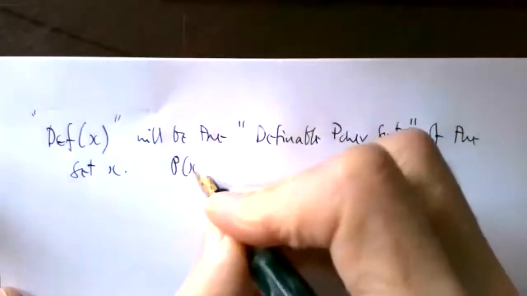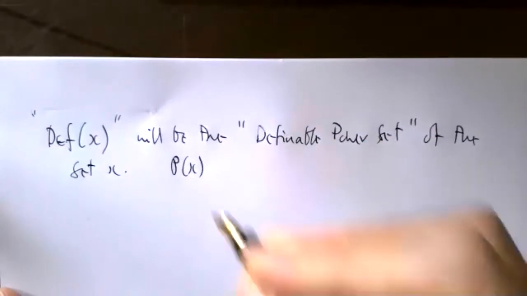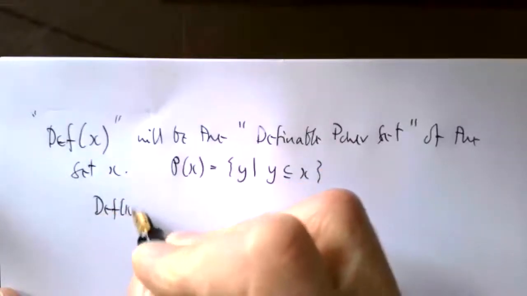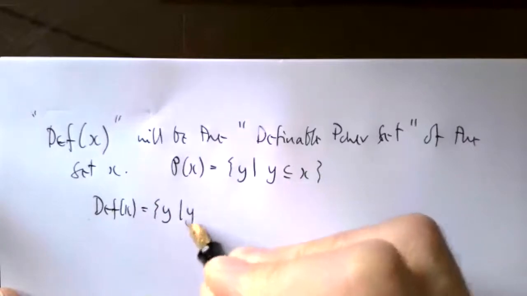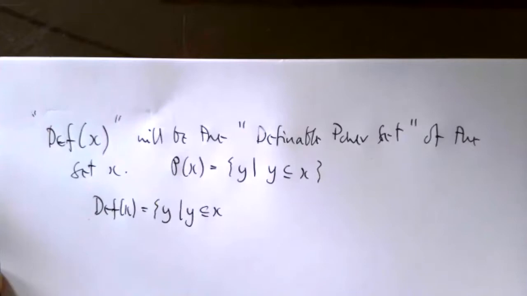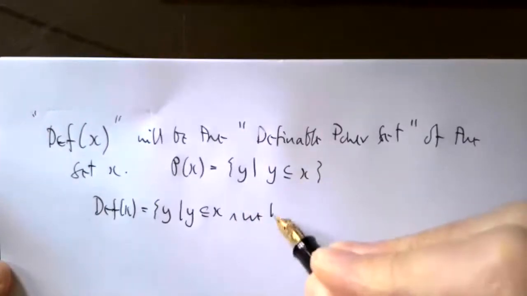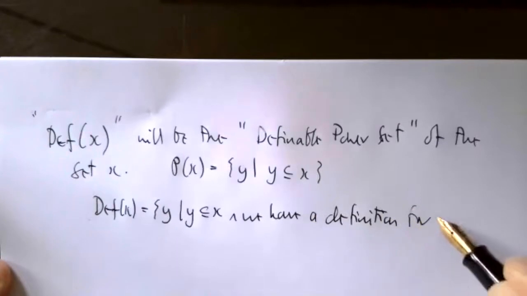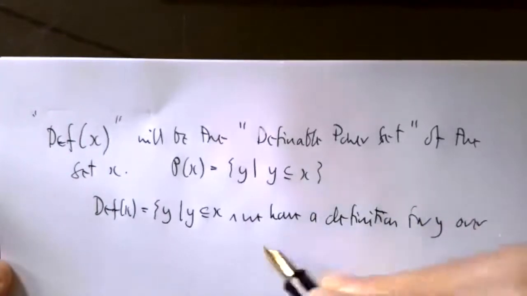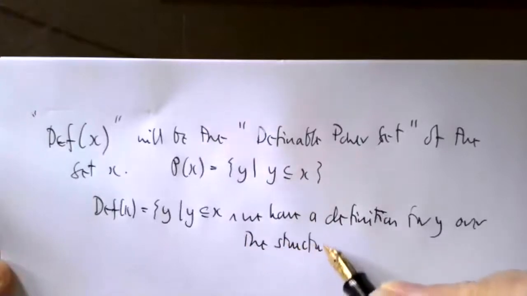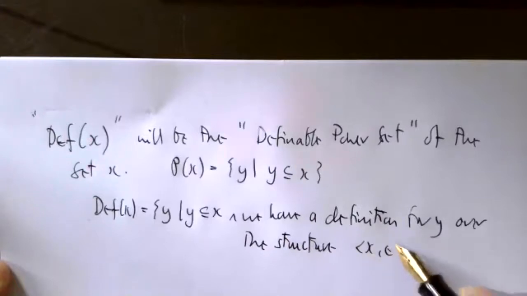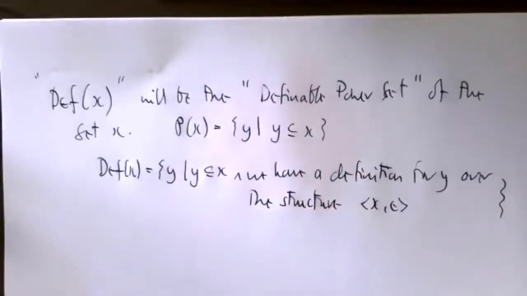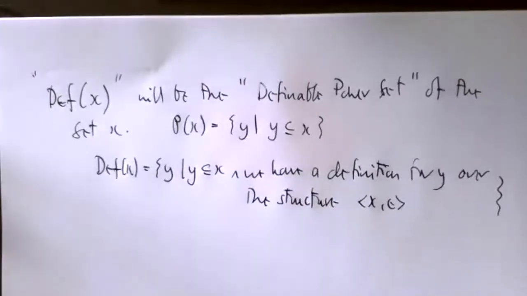So where's the full power set here? This consists of all of the subsets of X. Right? Just to write out the obvious. Def X, these will be these Y's that are subsets of X, but which I've got a definition for. For Y over the structure X with epsilon. So what we're trying to do is formalize this idea, express this set theoretically. Right?